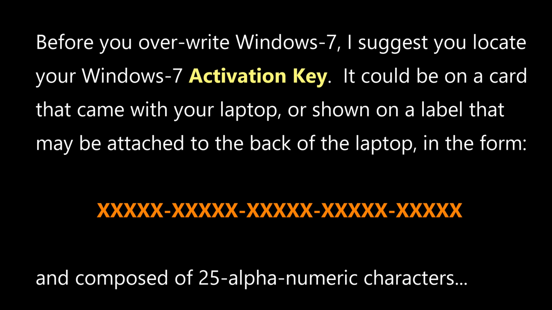Before you overwrite Windows 7, I suggest you locate your Windows 7 activation key. It could be on a card that came with your laptop or shown on a label that may be attached to the back of the laptop, in the following form: 5 groups of 5 alphanumeric digits.